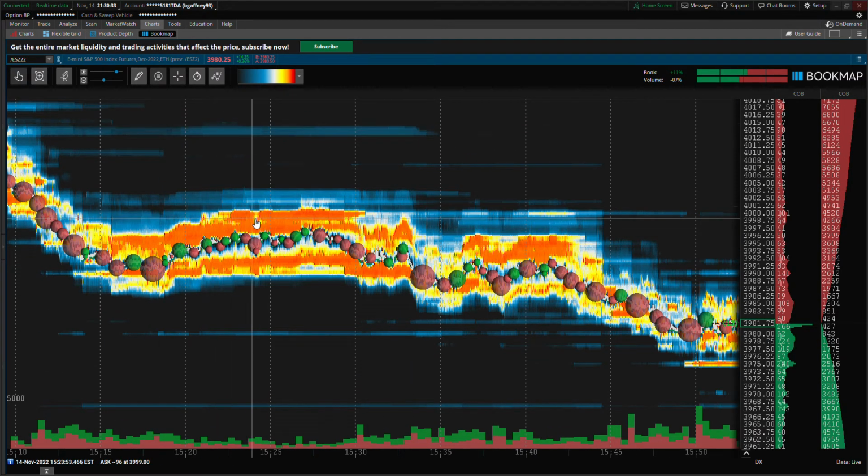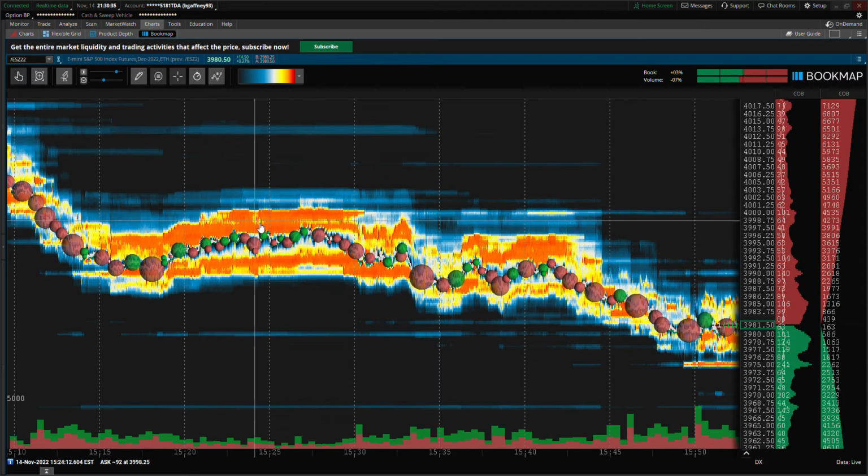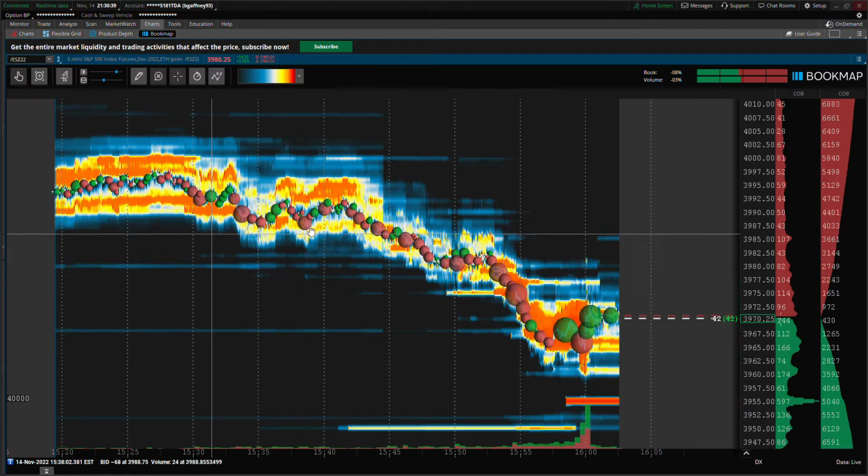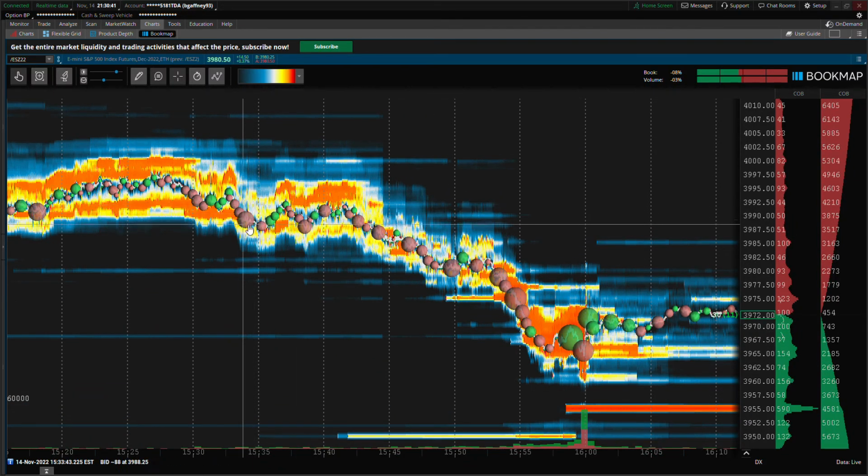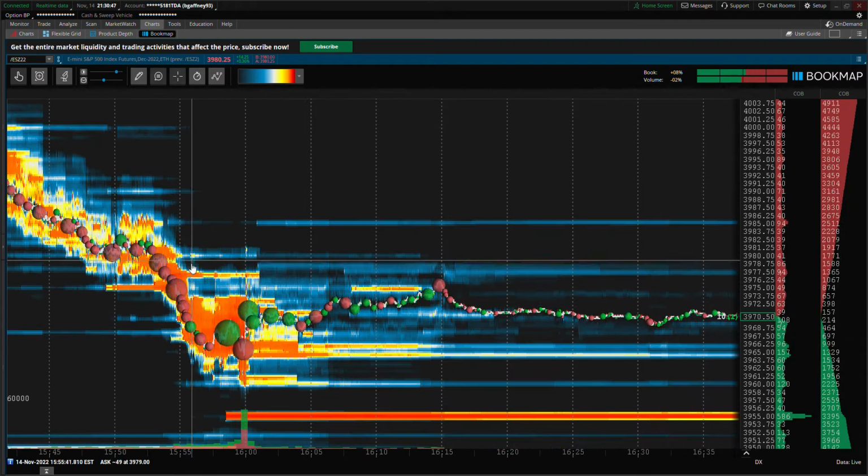Immediately what the bears do is they put a wall here to stop the momentum from going up. The bulls can't break through that wall. What does that mean? It means we're probably going to get more downside action, which you see here. Here we start breaking all the way down. We break down, and it was just a bloodbath at the end of the day.